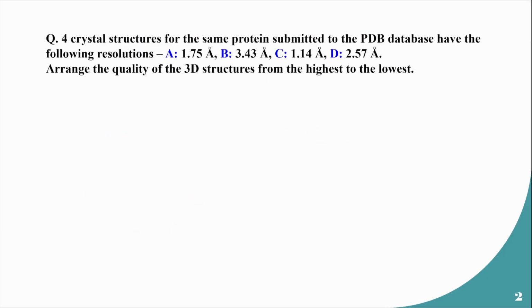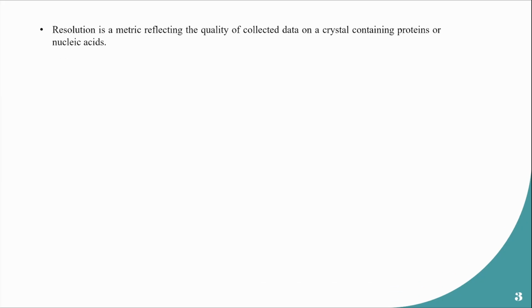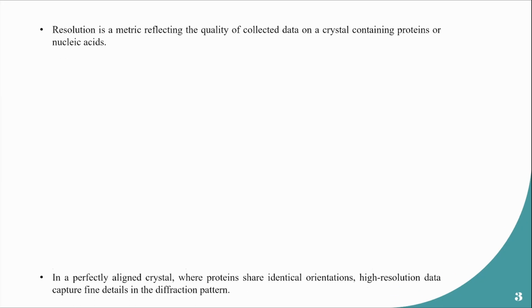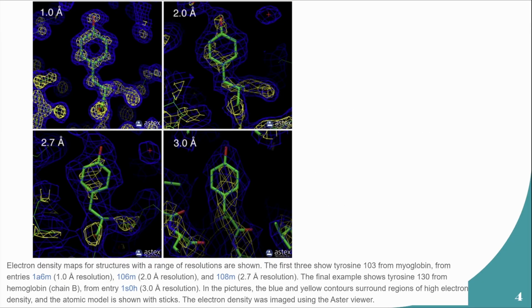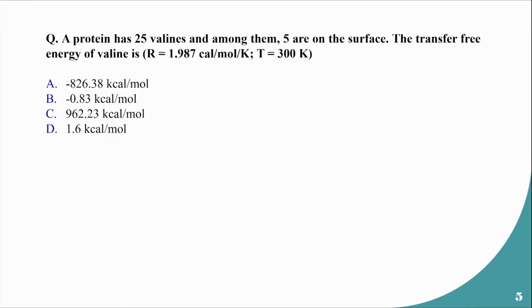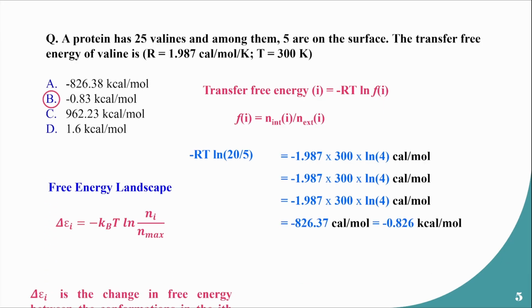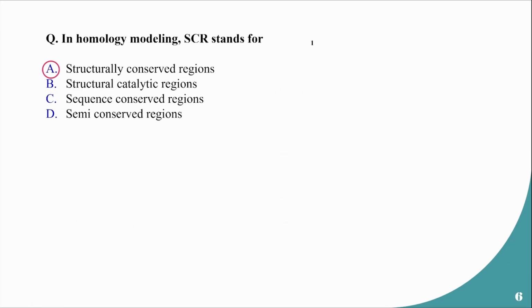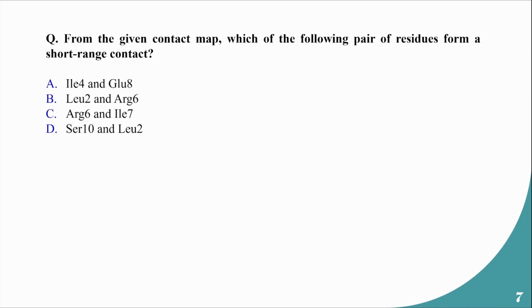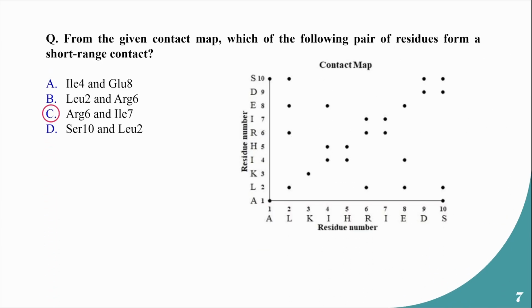In the last class, for a brief recap, we talked about the PDB structure and its resolutions, the different parameters that can help us assess the quality of the PDB structure. We sort of ended on that. Then we talked about some numeric questions, for example transfer free energies, and some early concepts of homology modeling, which we will talk about in a little bit more detail in this class. We also talked about contact maps.